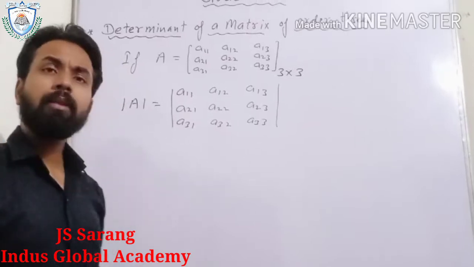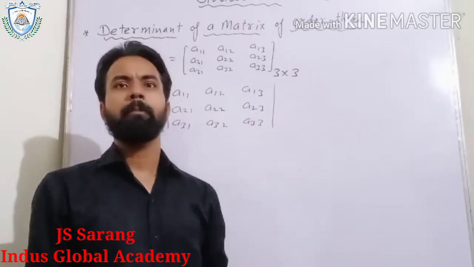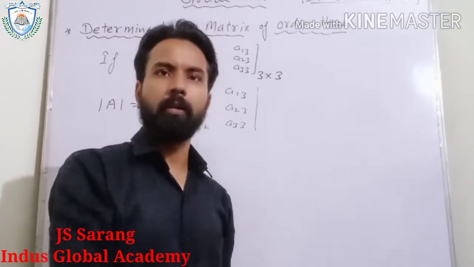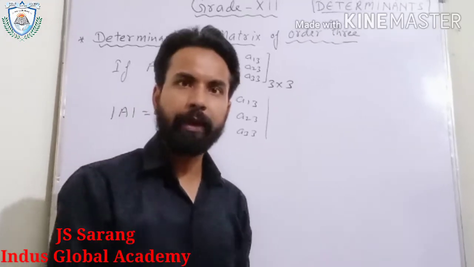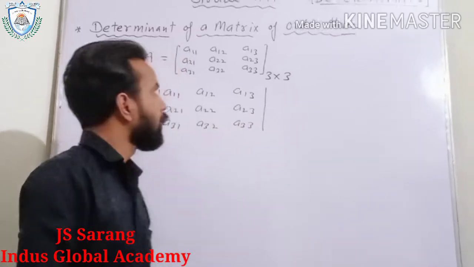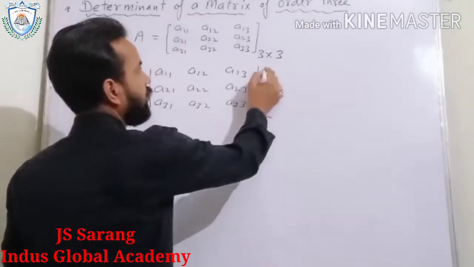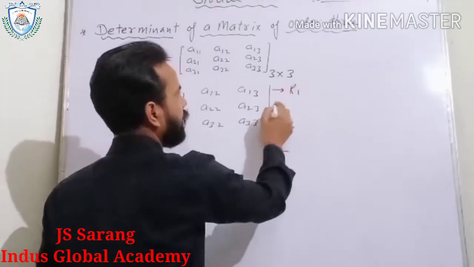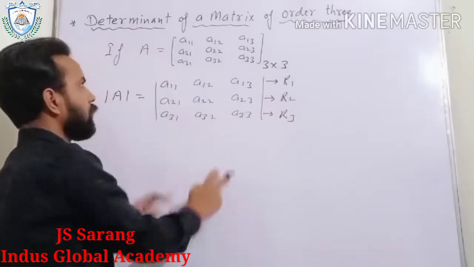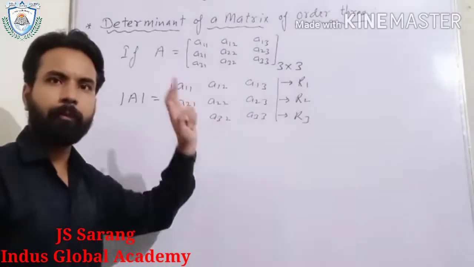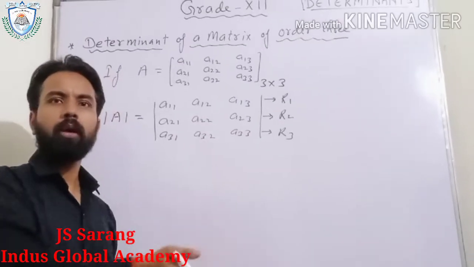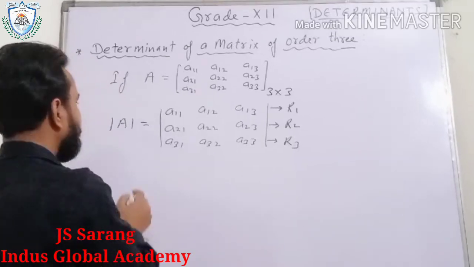Now we have to find the value of this determinant. We can find the value of the determinant of order 3 by 3 by expanding the determinant along a row or a column. So how many rows are here? There are 3 rows: this is row 1, this is row 2 and this is row 3. Or there are 3 columns: first column, second column and third column. So we can expand this determinant along any row or any column. So I am expanding this.